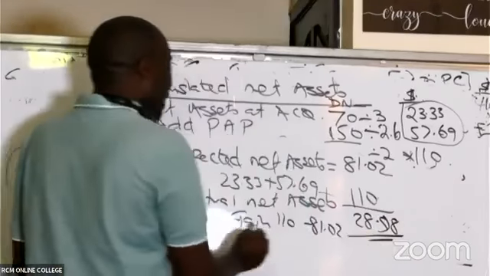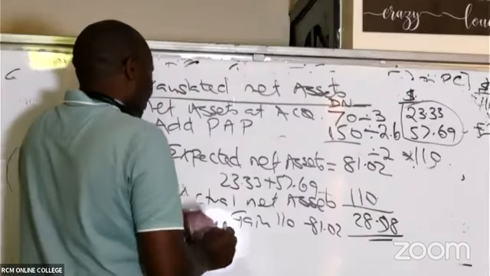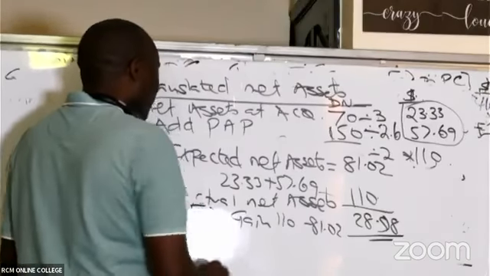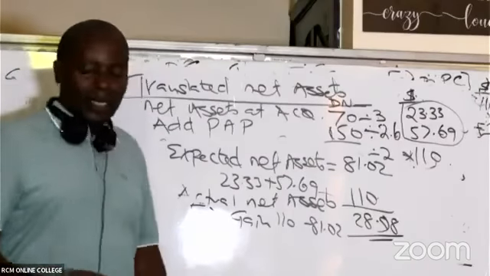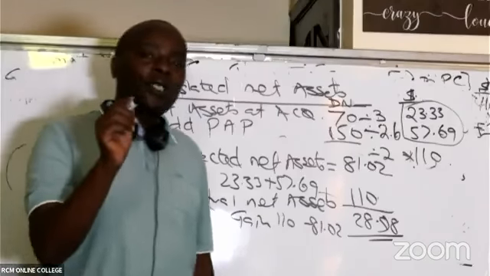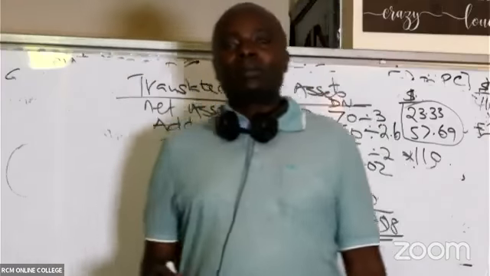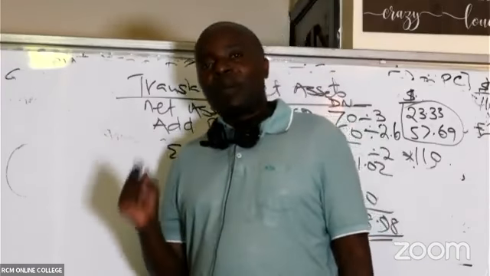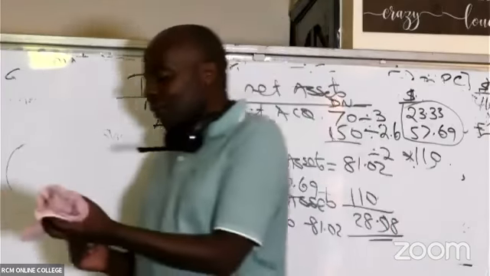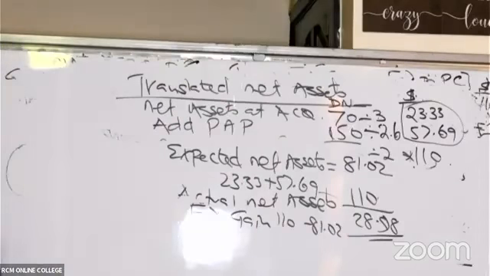And now this is a Forex gain, remember. I like writing this as FX. So Forex gain, share it out immediately to the two owners. So we have the parent and the NCI, and then you tell me whether you've been able to do that.